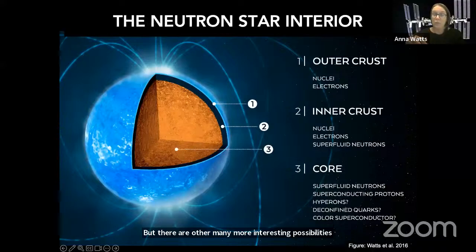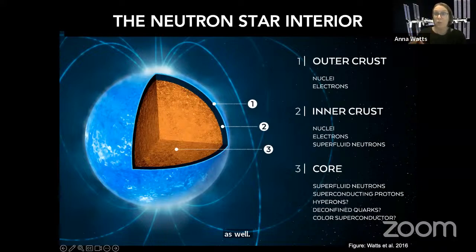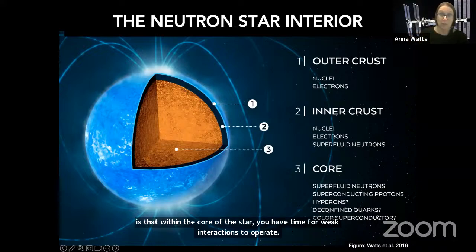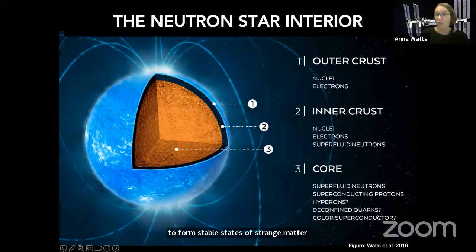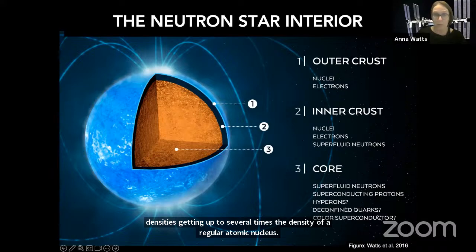One is that within the core of the star, you have time for weak interactions to operate to form stable states of strange matter. So inside the cores of neutron stars, you may find strange quarks in the form of particles, in hyperons, for example. You may also find deconfined quark material, up-down-strange quark mixtures, forming perhaps deep in the core of the star as well. So there are lots of creative and interesting dense matter possibilities that we may find in the cores of neutron stars, with densities getting up to several times the density of a regular atomic nucleus. So these are the kind of theoretical possibilities for what we might see.